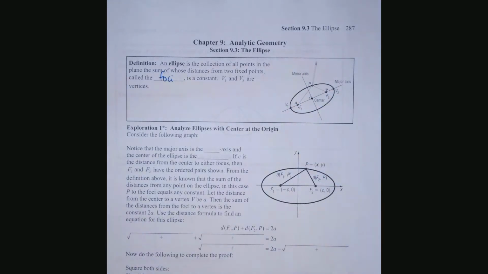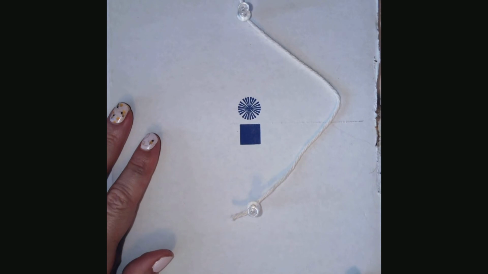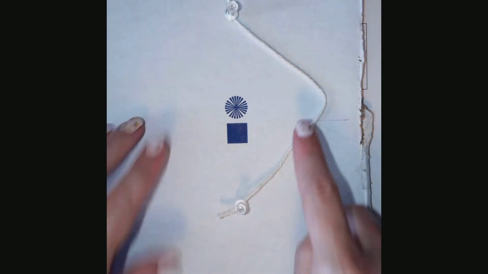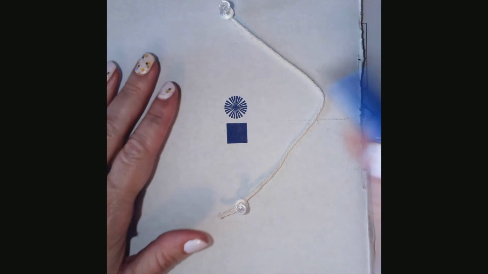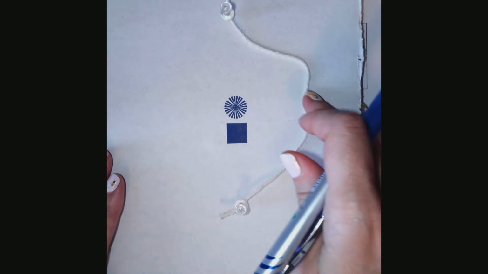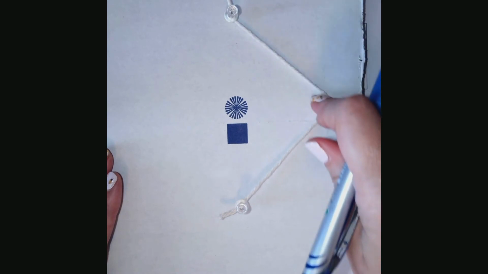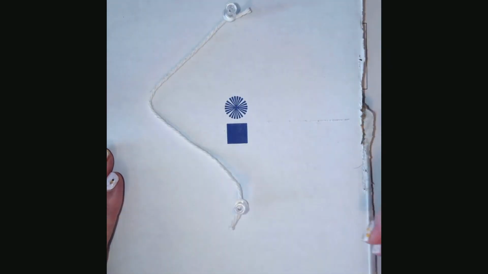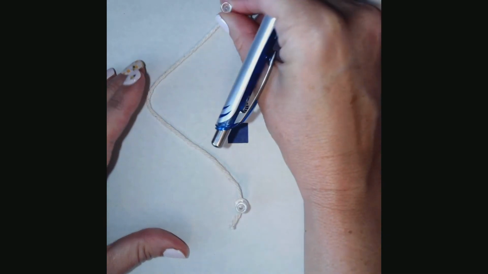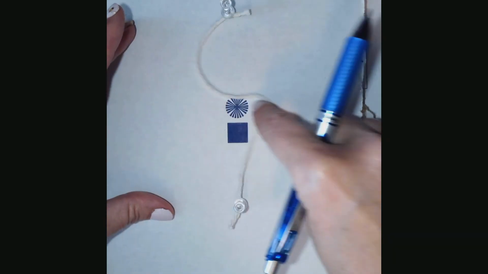Now, an ellipse is formed by using those two foci, and I'm going to do a little demonstration here. Hopefully this is going to work well. So here are my two foci with my string attached. This string is the same length no matter where it falls, right? So if I pull it up here, or here, or over here, the length of the string does not change. So I'm going to use that string to draw my ellipse.